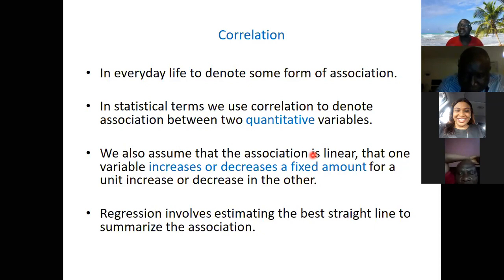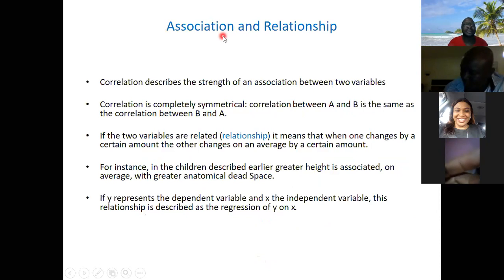But the issue there is that both of them have numbers. As the number of one changes, the other one changes also. It may be that as one increases in value, the other decreases or increases. It depends on which direction, which we are going to talk about later. Regression involves estimating the best straight line to summarize the association. That is how it's different from correlation, but the next slide will shed more light to differentiate between the two.